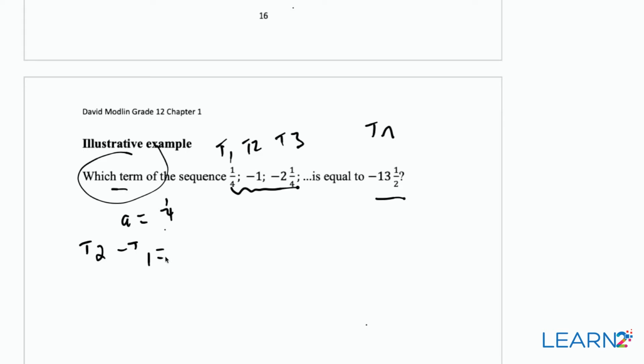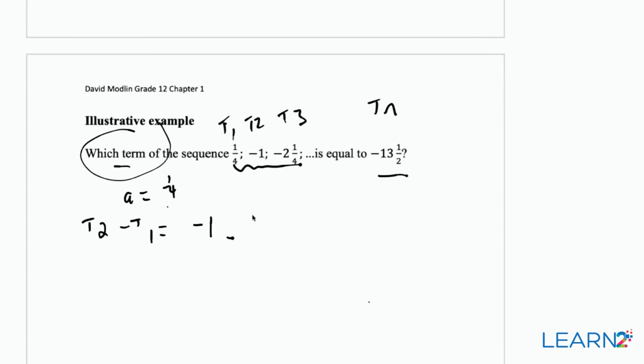Let's say t2 minus t1. Term 2 is minus 1, minus a quarter is therefore minus 1 1/4. Another way of writing minus 1 1/4 is minus 5 over 4, because 4 times 1 is 4 plus 1 is 5, so it's minus 5 over 4. But what is term 3 minus term 2? Does that also give you the same answer?